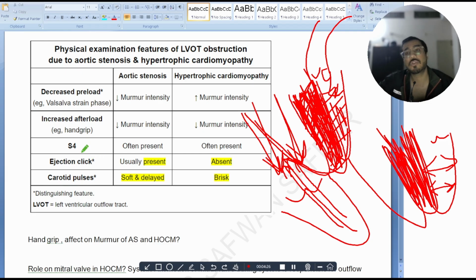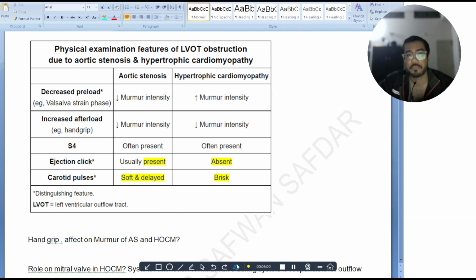So S4, as I told you, is also termed the S4 gallop. It occurs due to left ventricular hypertrophy. So aortic stenosis results in hypertrophy, so it's going to be present. Hypertrophy in HOCM, it's going to be present. As for the aortic carotid pulses, you can just assume both are soft and delayed. It's not important. The important thing is what happens with preload reduction, what happens with an increase in preload, and what happens during the hand grip. So these are the important things that I just helped you guys to understand.